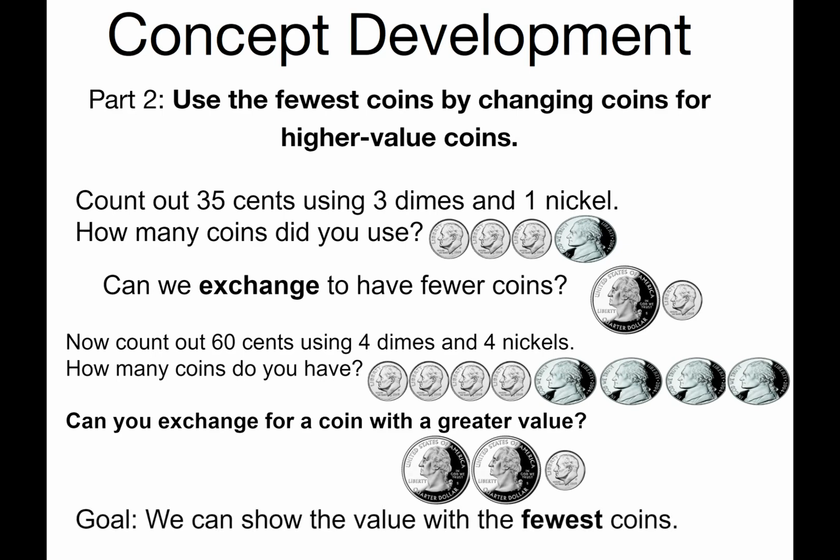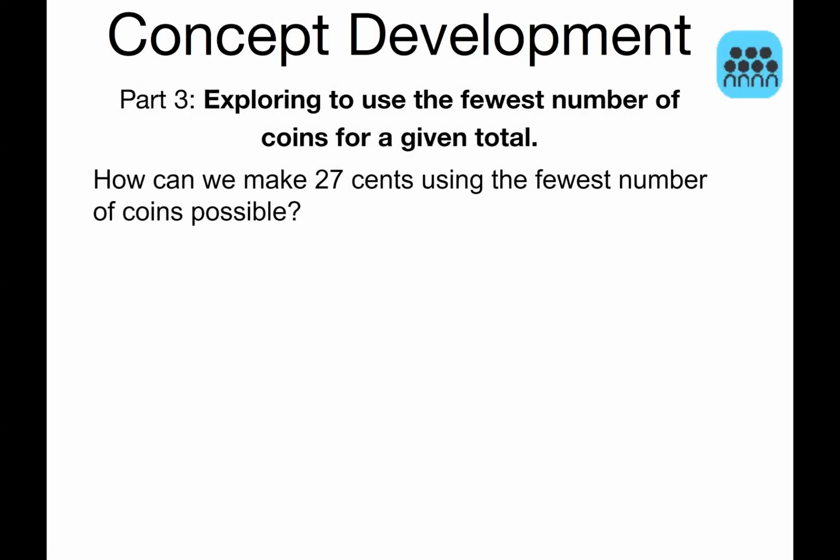So our goal was to show the value with the fewest coins. We can show the value with the fewest coins. Now, part 3. Let's explore how to use the fewest number of coins for a given total. How can we make 27 cents using the fewest number of coins possible?